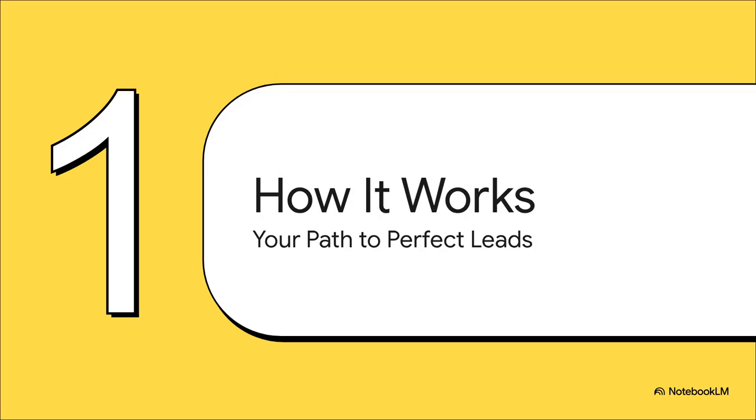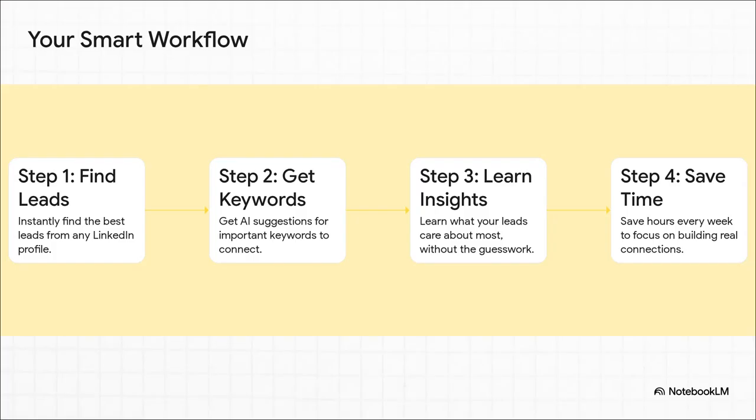Okay, so how does it actually do all this? Let's walk through the process, from finding some random profile to landing a perfect lead. The workflow here is just beautifully simple. It's basically 4 steps. First, the AI instantly vets a profile for you. Then, and this is key, it doesn't just say, yep, good lead. It actually gives you the specific keywords and topics you can use to build a real connection. Third, you get a kind of cheat sheet on what they actually care about. And the final result of all this? You get hours back every single week to do the thing that really matters, building relationships and having real conversations.